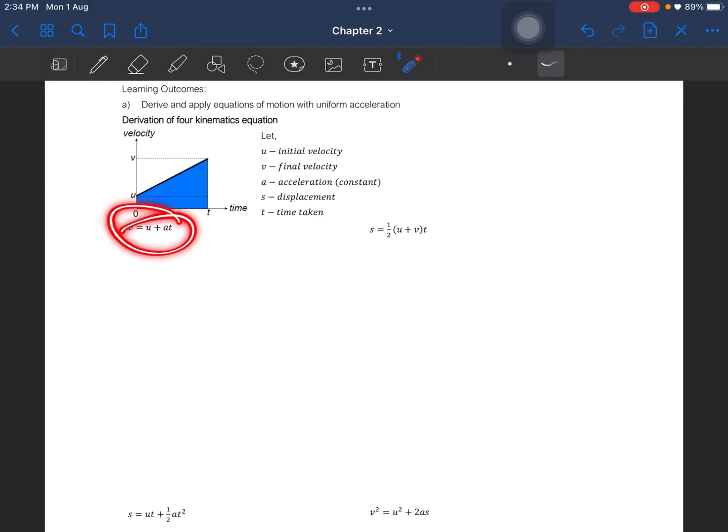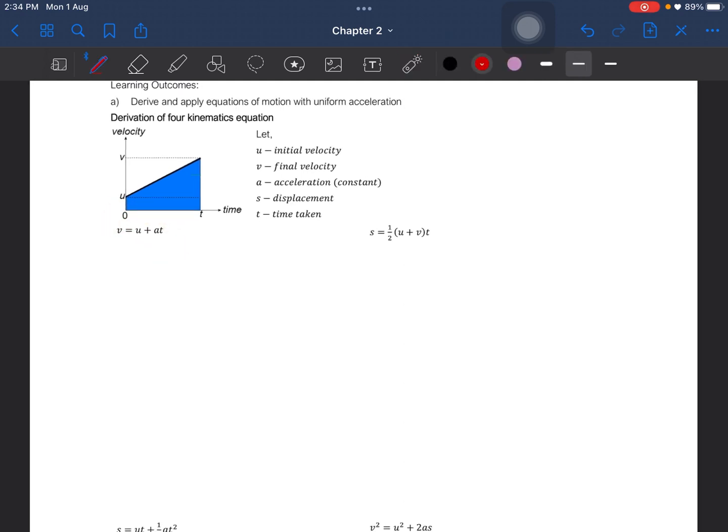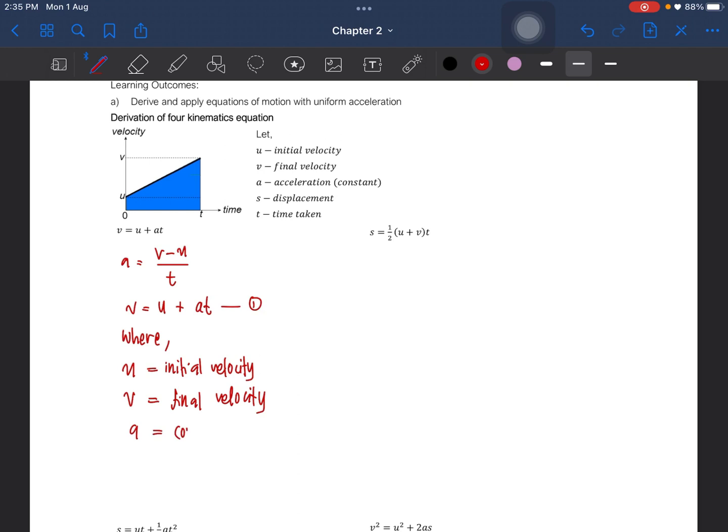This equation is obtained from the definition of average acceleration, which is uniform acceleration, given by v minus u divided by the time. From here you will just get v equal to u plus at. So that is your first equation, where u is the initial velocity, v is the final velocity, a is the constant or uniform acceleration, and t is time.